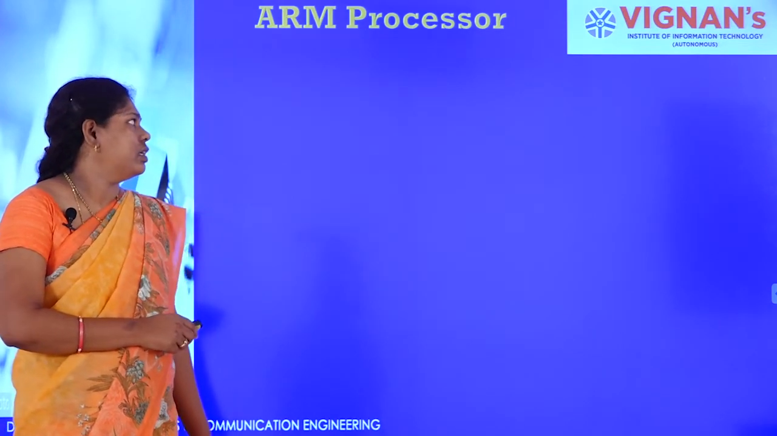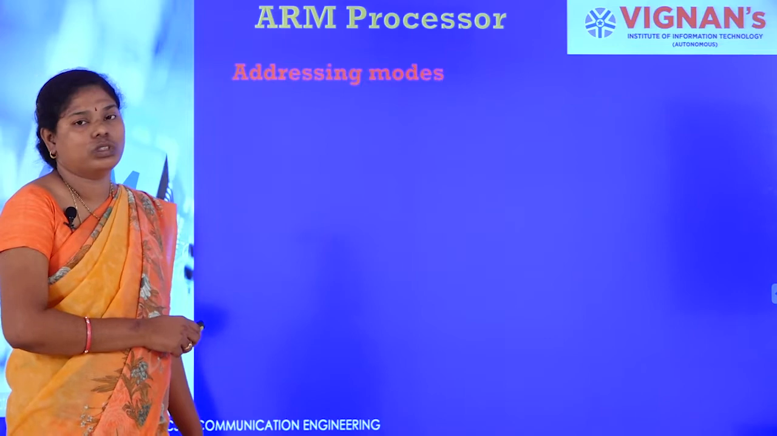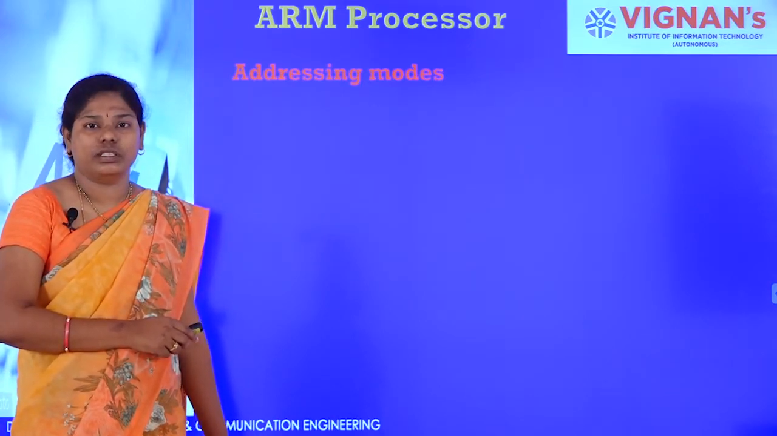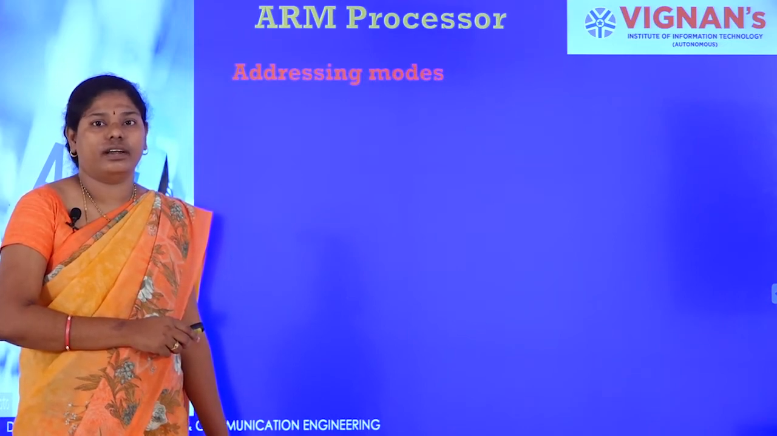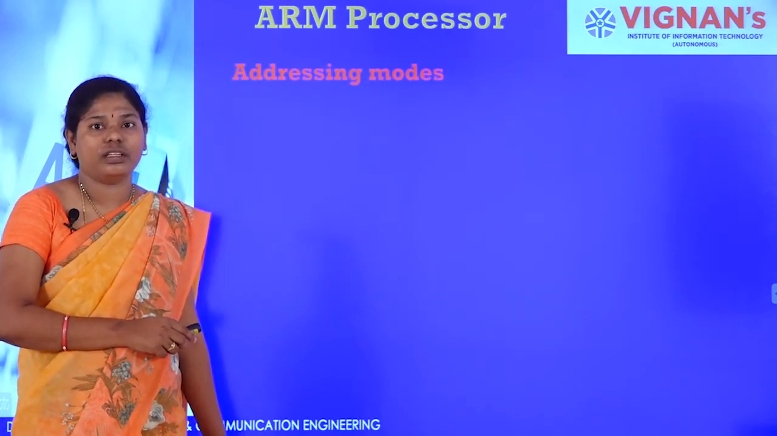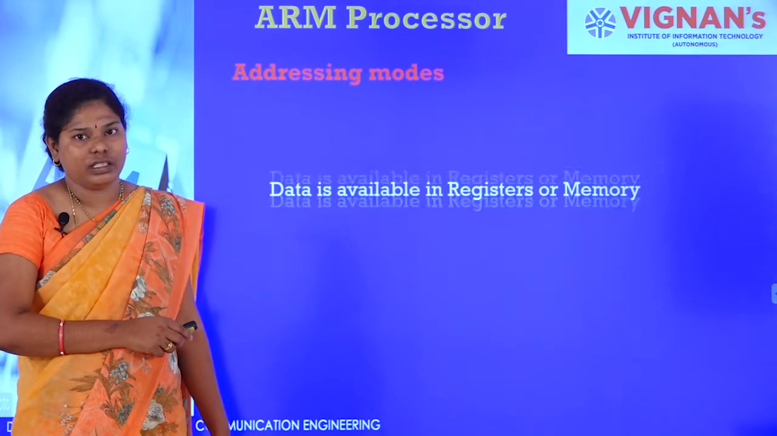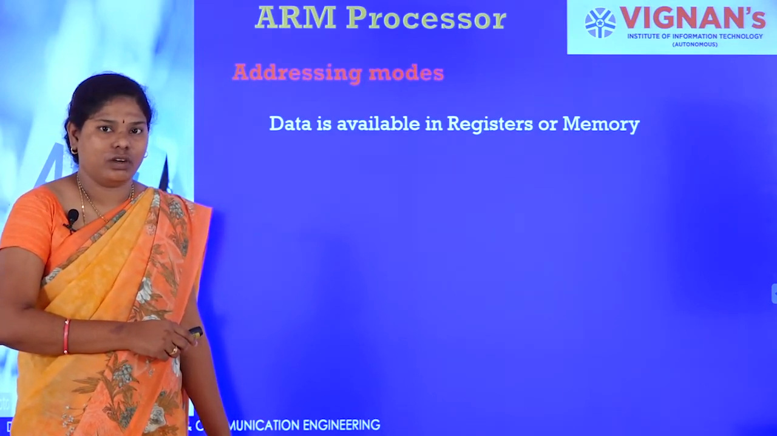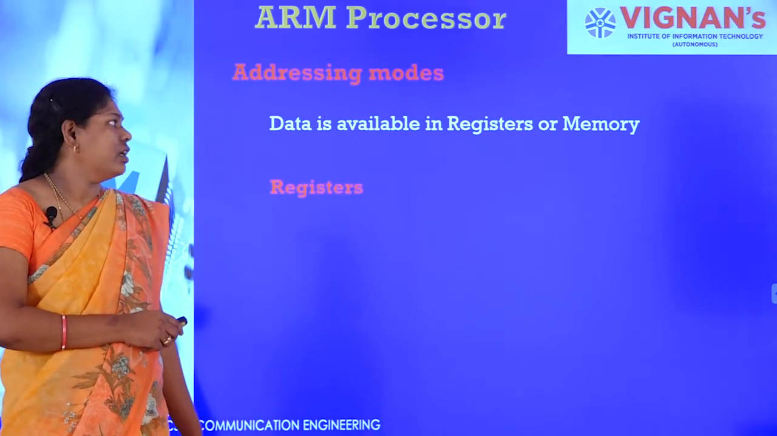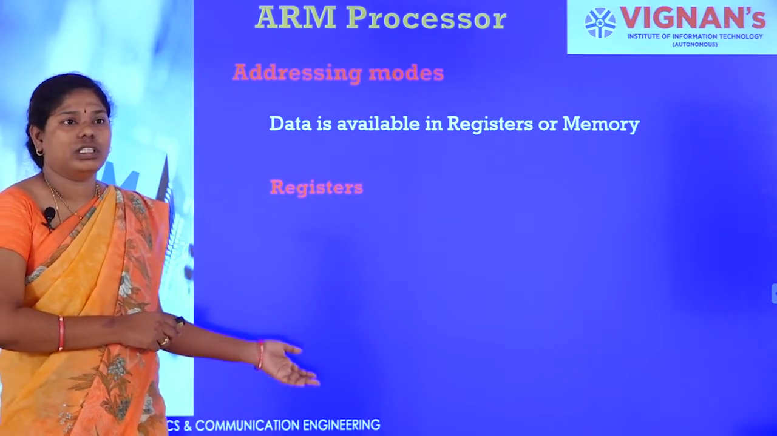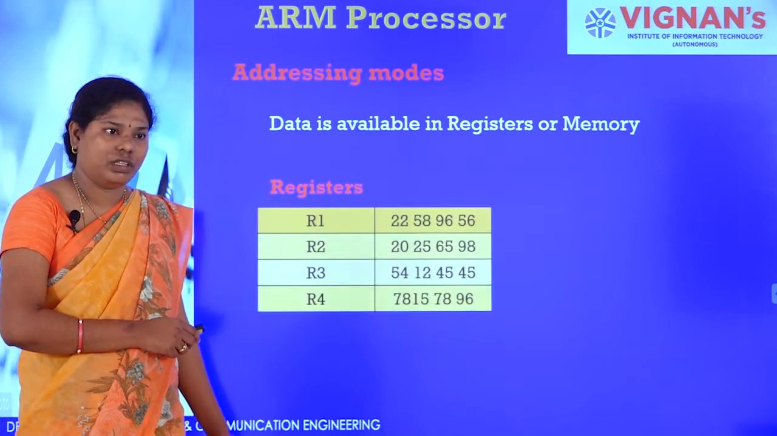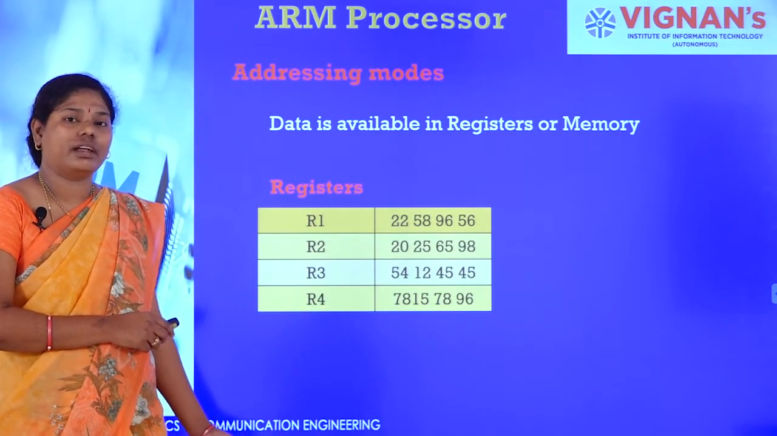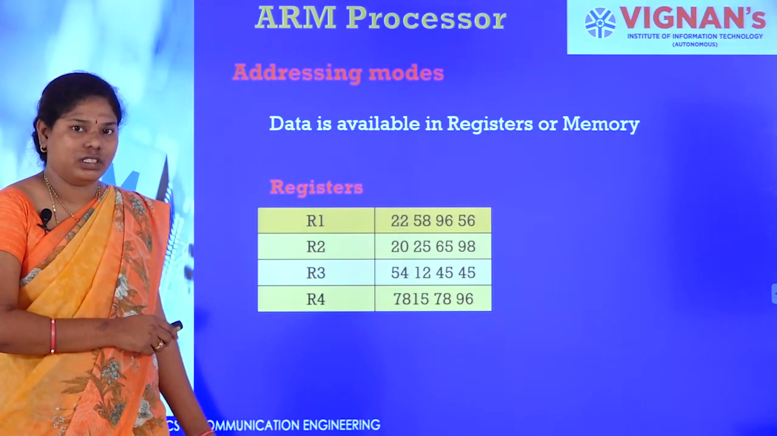Let's see the addressing modes of the ARM processor. What is meant by addressing mode? Addressing mode is nothing but a way of accessing data: where the data is available. The data is available in registers and memory locations. If the data is available in registers, that is, it is available in the processor, the processor itself consists of some registers, so the data is directly available in registers.